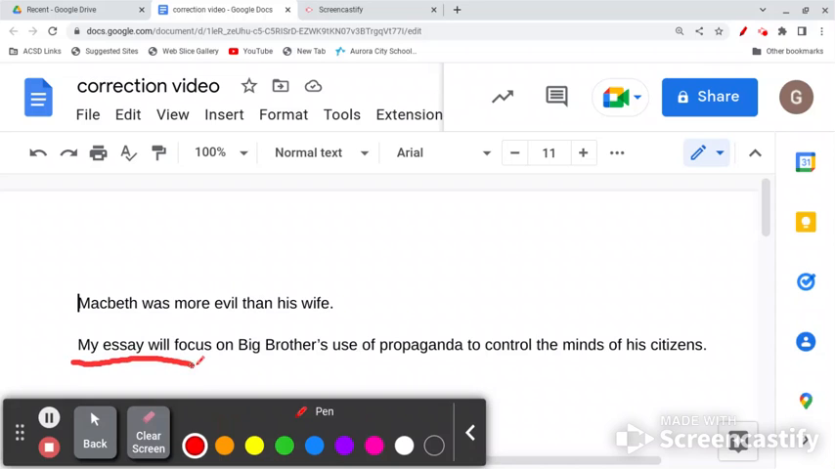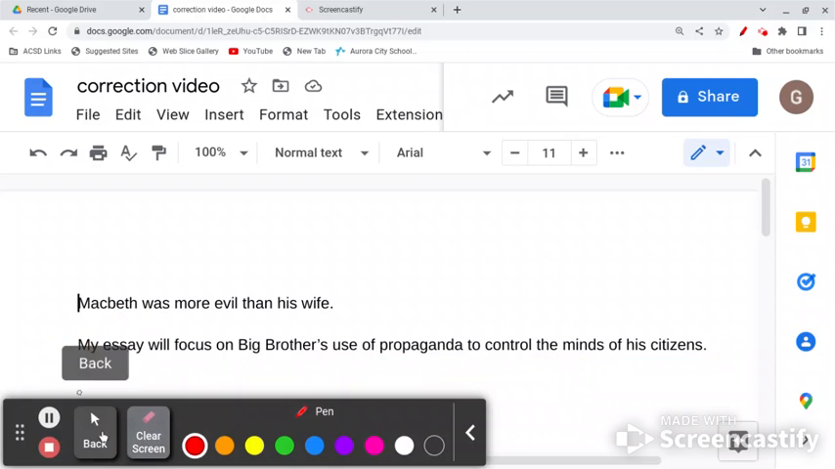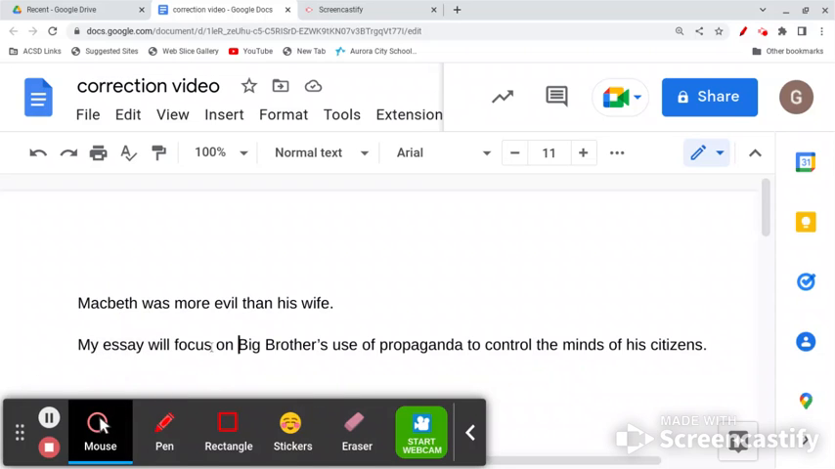My essay will focus on Big Brother's use of propaganda to control the minds of his citizens. Once again, we don't want to use the my. We want to get rid of that. Sometimes you may have to play around with the wording a little more. For this one, we want to get rid of that.